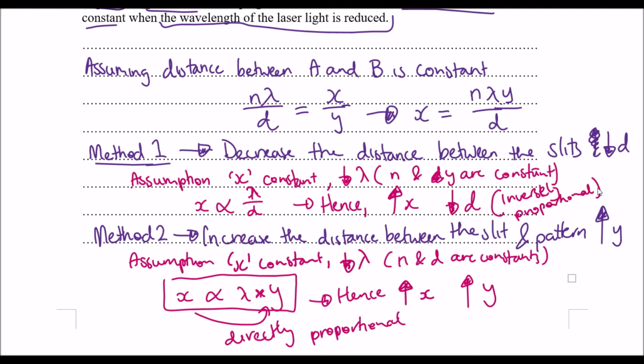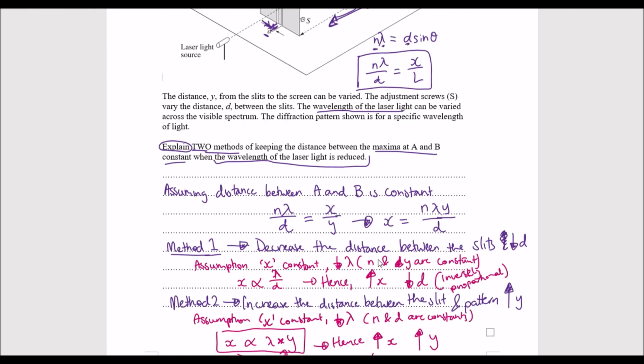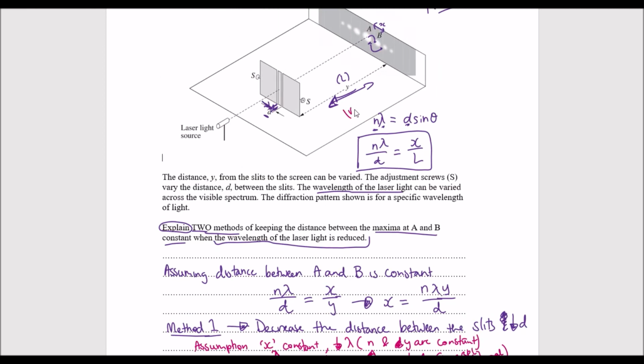Okay, I'll zoom out a little bit. Just a quick recap. By increasing the distance of separation, so we increase this one here, we can maintain the gap difference between band A and band B, or we can decrease the distance between the two slits, and that will also maintain this gap, assuming that we are seeing a drop in the wavelength of the laser we're using there.